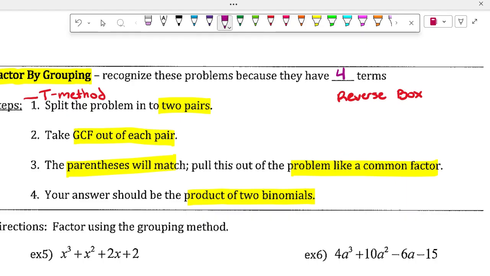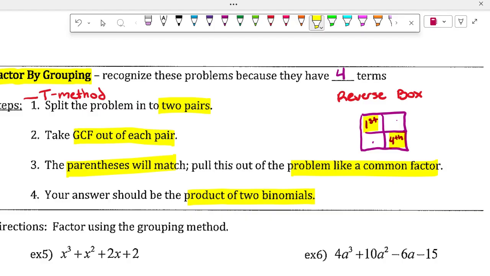The reverse box method is literally, you make a box like you're going to do the box method, but you put your first term in the top left always, and your last term, the fourth term, here. The second and third can go in either of these. It doesn't matter the order. You can put the second here, third here, or the third here, second here. As long as the first term goes in top left, last term goes in bottom right.